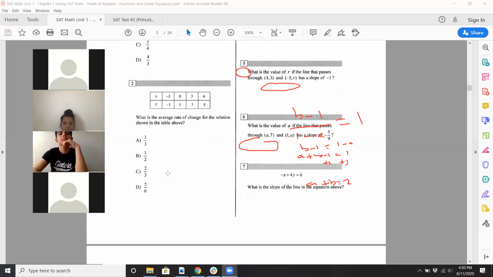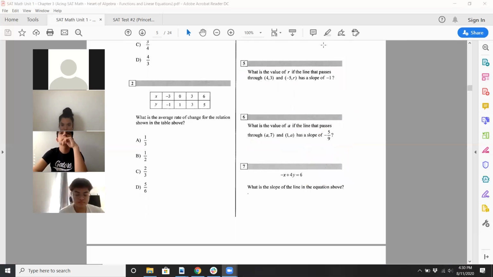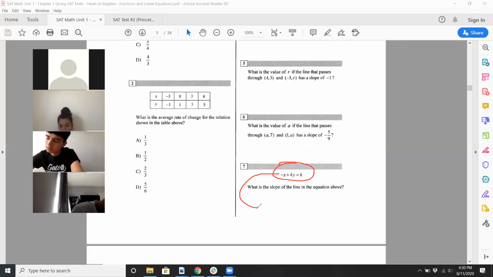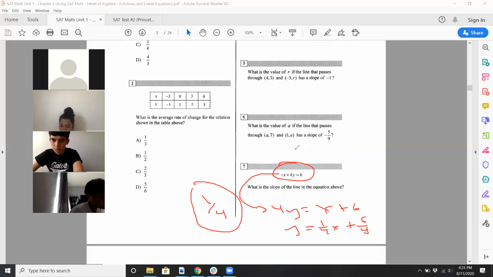Number 7 was a slope. Well, that's just getting y by itself. So 4y equals x plus 6, divided by 4. So now you have it in slope-intercept form, which we'll talk more about in the next section. So your slope is just 1/4. Remember, y equals mx plus b. So we just moved things around there. Okay.